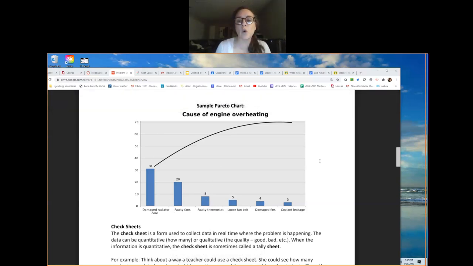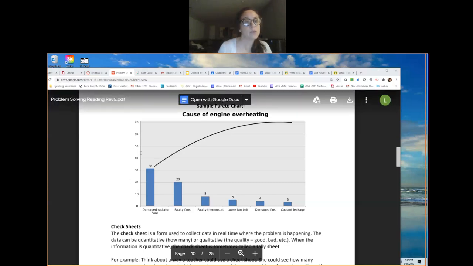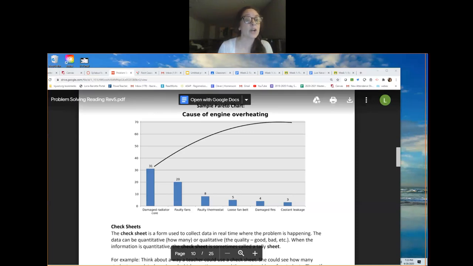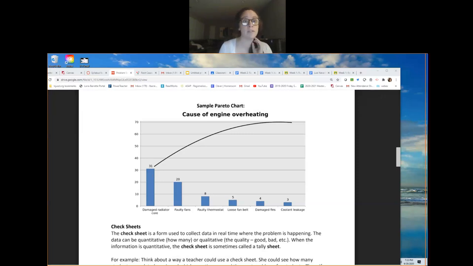Because if you started over here and you fixed the coolant, that's not the most efficient way to solve the problem, because you're only solving 3. But over here, if you start with the damaged radiator, that's solving 31 of the problems, right? So it's really good to have this diagram, because you don't want to solve the problem by fixing the coolant leak, because that's only 3 of the problems. But it would be better to start here on the damaged radiator, because that's 31 of the problems.